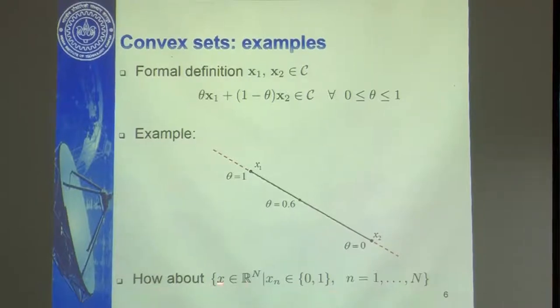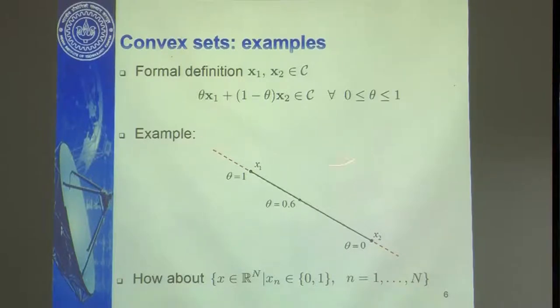And a counter example, or an example that does not satisfy this equation, is the set of all points in n dimension such that each of these xi's, x1, x2, x3, are either 0 or 1. So they are either 0 or 1, but not in between. So why is this not a convex set? We are talking about a discrete set of points. They are either 0 or 1 and nothing in between. So if you draw a line, that line will be entirely outside the set. The set only contains the extreme points 0 or 1. Right? So therefore, it is not a convex set.